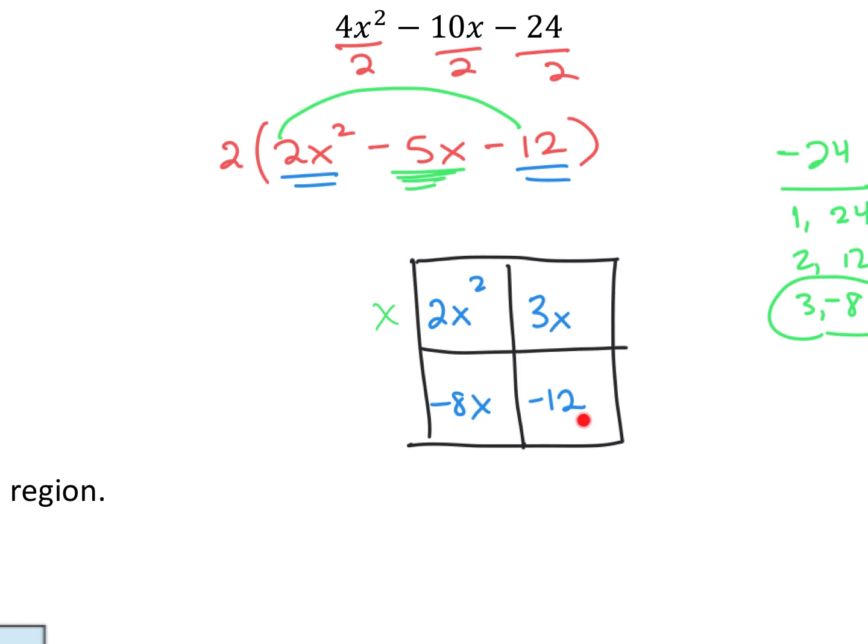All right, now negative 8x minus 12. Leading term is negative, so our GCF will be negative. And then what's the greatest factor for both an 8 and a 12? And that's going to be a 4.